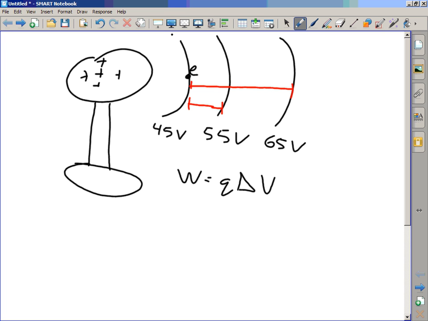Now work is the same thing as what? Energy. So I'm asking how much energy is the same thing as me asking how much work must you do, right? How much energy does it take to do that? So work equals, what is the charge of an electron? Guess where you can get it from? Pull it out. It is the elementary charge.